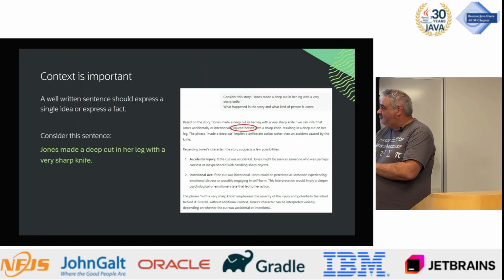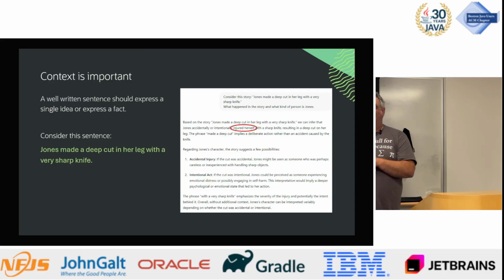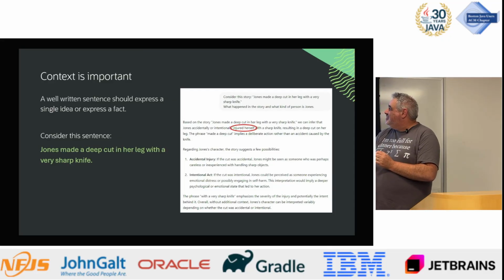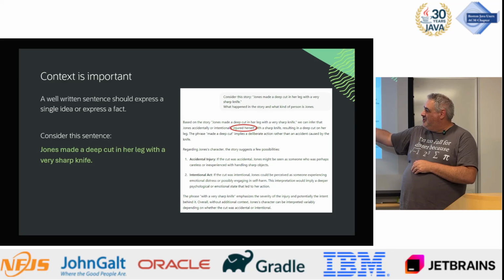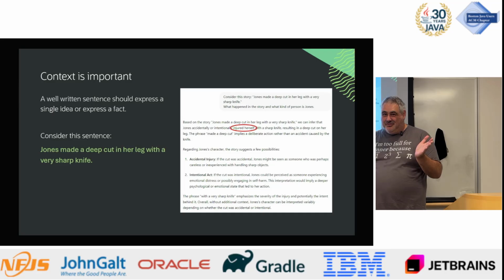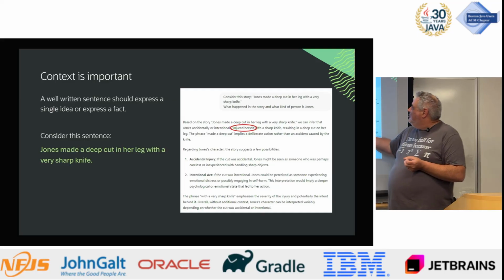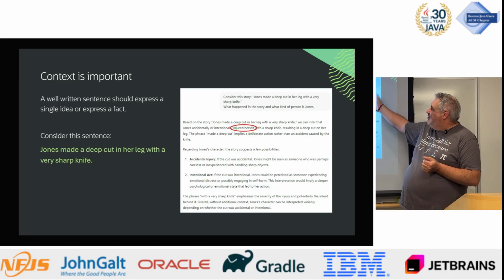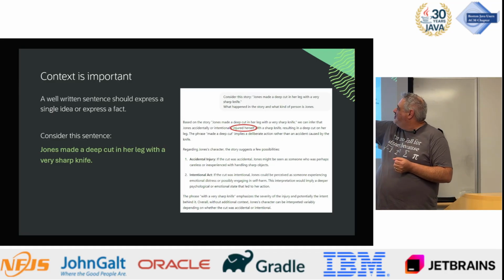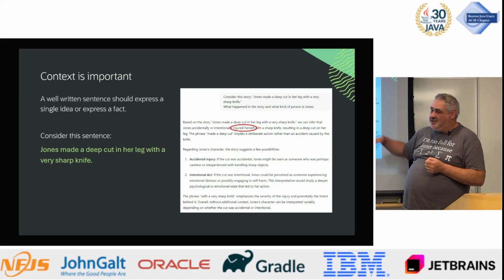There's another concept called context. Context is important. So consider this sentence: Jones made a deep cut in her leg with a very sharp knife. What's going on in this sentence? What does it mean? Who's Jones? Who's her? Is Jones her, or is that another person? This is an example of asking, I think this was ChatGPT, it might have been Llama, I can't remember. What's going on? And it says she intentionally injured herself with a sharp knife, etc.